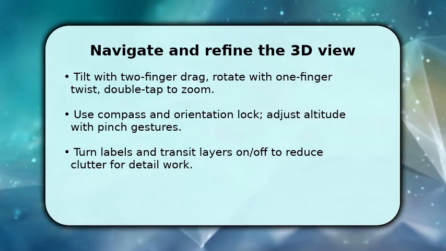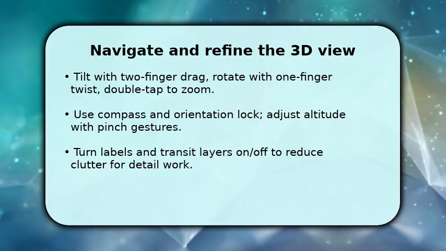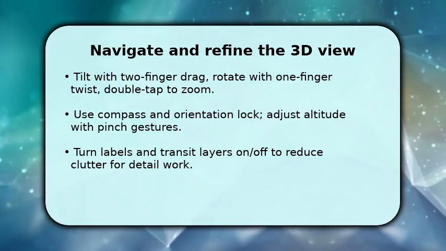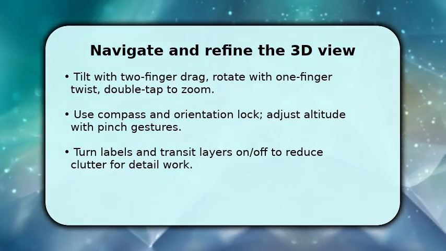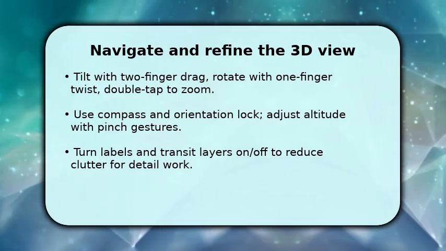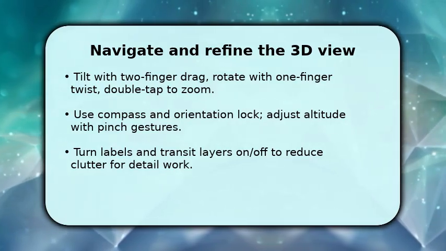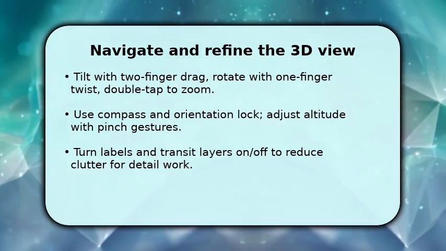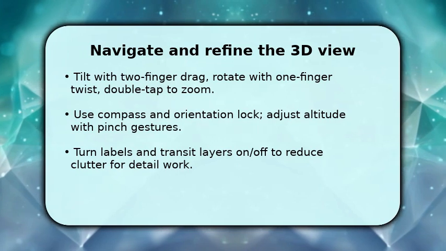Make sure to toggle the compass or orientation lock so north behaves predictably. Use pinch gestures to change altitude slowly for smooth transitions. You should also switch layers like transit or labels off when you need an uncluttered view for measurements or screenshots.